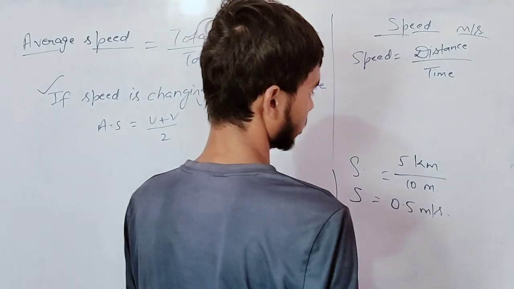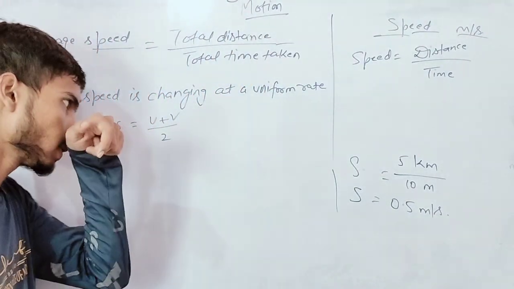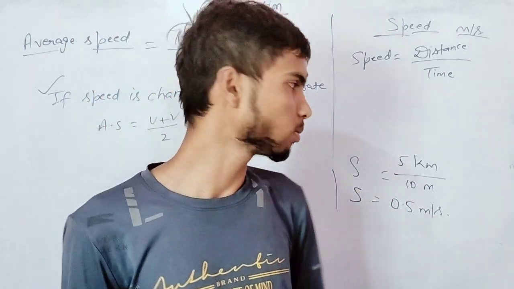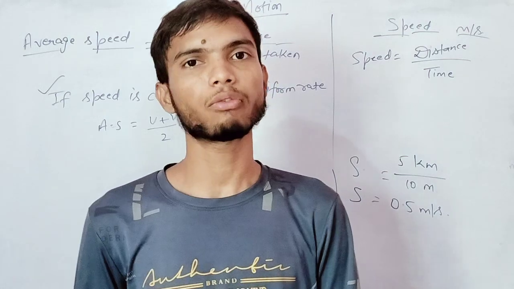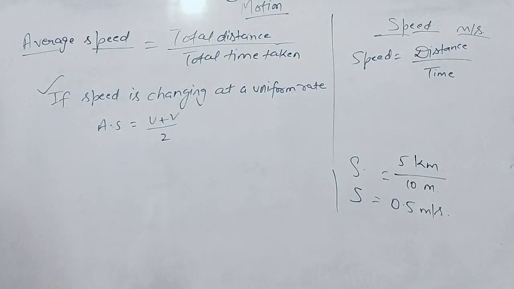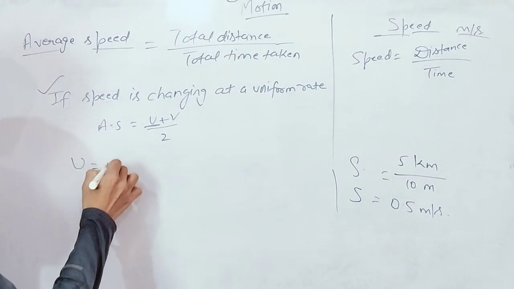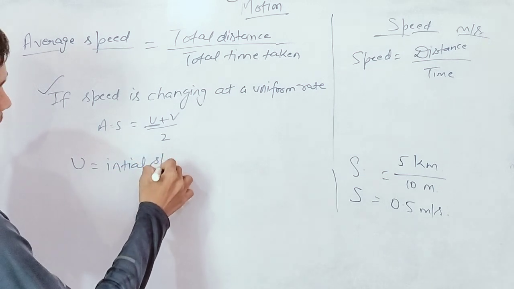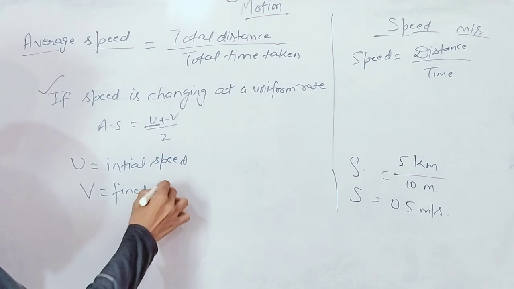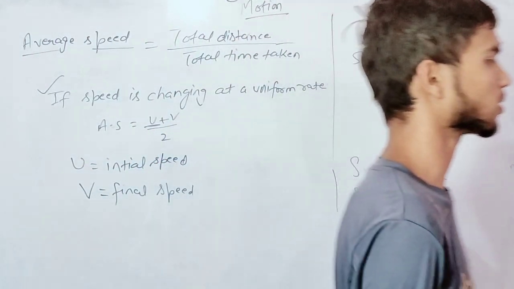Meter per second. So the vehicle was moving with a speed of 0.5 meter per second. But when the speed is increasing, then what will we take? We will take u as the initial speed and v as the final speed.